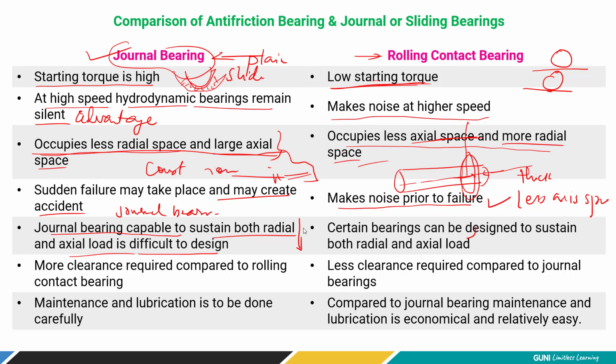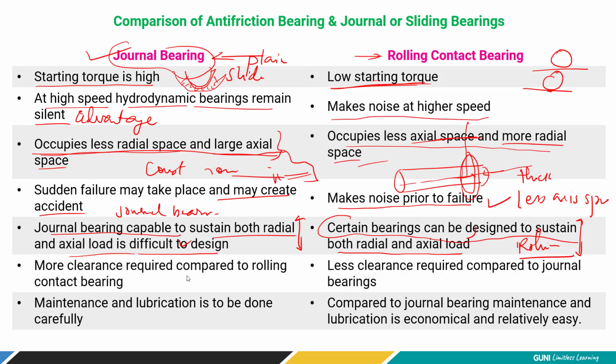Now see, many times machine elements are subjected to radial load as well as thrust load, right? So to design such a general bearing which can take both kinds of load, coming in different directions, is very difficult. But certain bearings can be designed to sustain both radial load and axial load. This is possible in the case of rolling contact ball bearings. It is possible to design, right? It is not possible in the case of a general bearing.